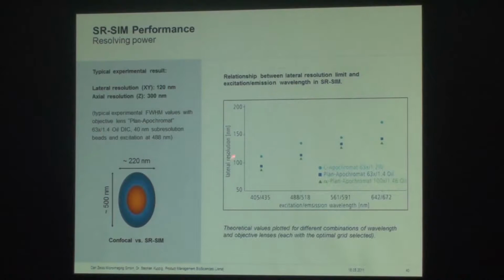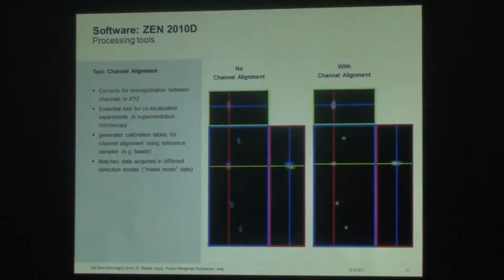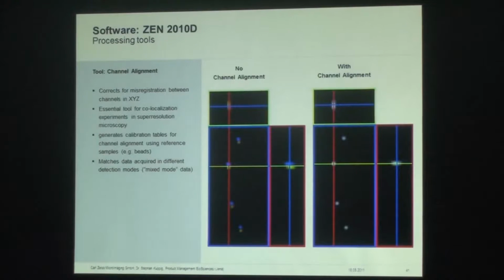So this is the picture I was talking about the other time, a comparison of the 3 different objectives and the resolution improvement. The one we have is the 63x and the blue squares. So we are getting approximately, using this, 120 nanometer in XY and 300 nanometer in Z. So this is the software which comes with this system.